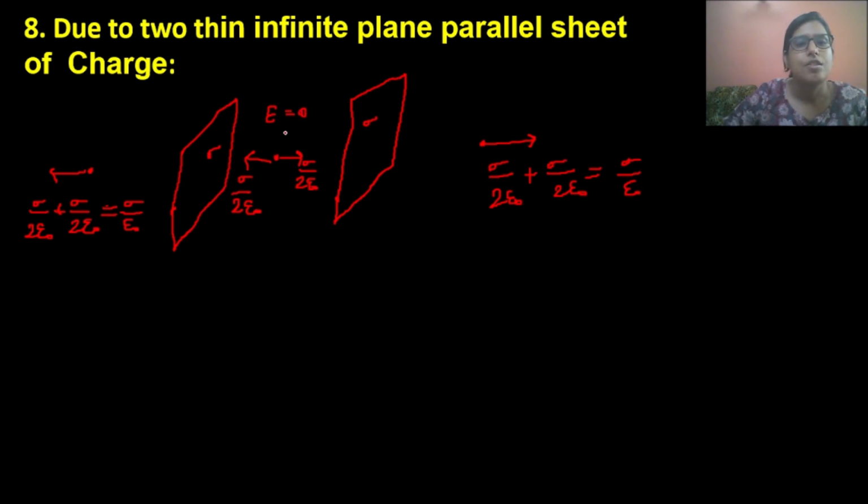This is if both sheets have the same charge density. If they have different charge densities, then we put sigma A and sigma B. Here it will be sigma A upon 2 epsilon naught, and here sigma B upon 2 epsilon naught, right? Here it will not be 0, it will be sigma A minus sigma B upon 2 epsilon naught.